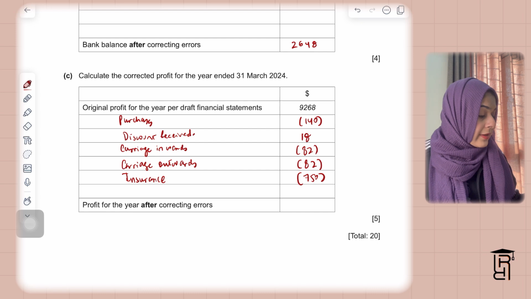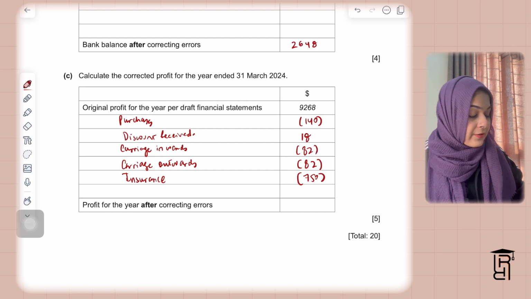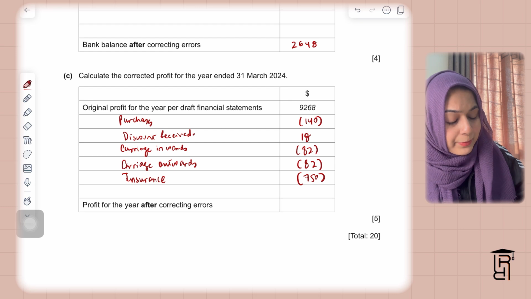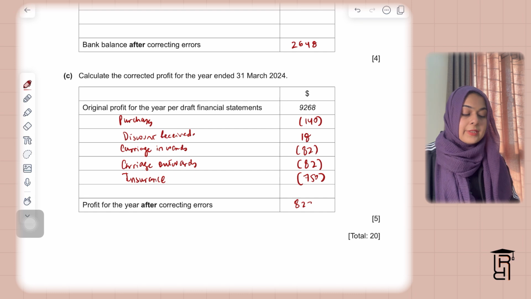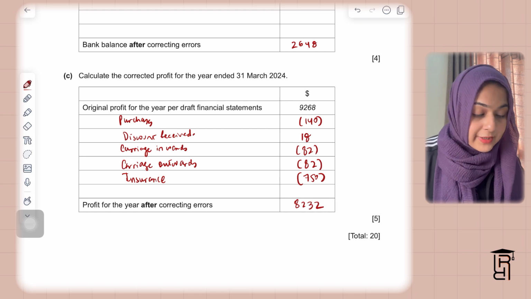So profit after correcting the errors will be 8232. That is it. This question was pretty simple.